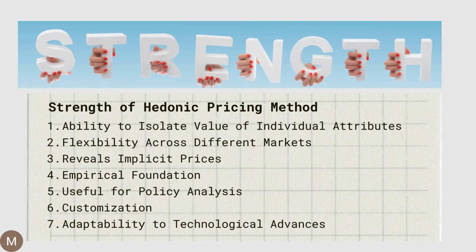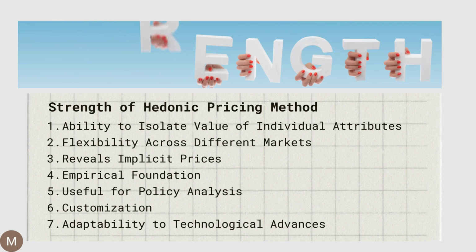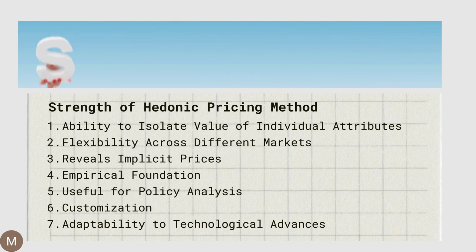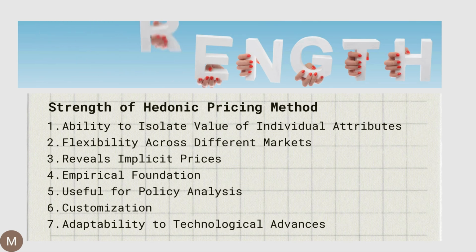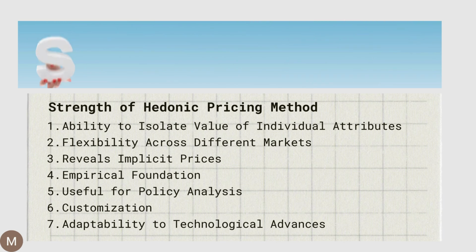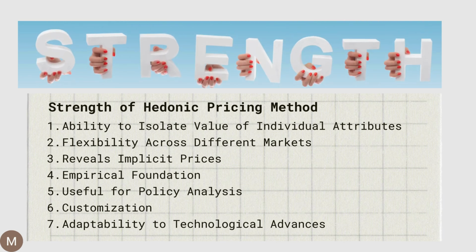The third one is that it reveals implicit prices. It uncovers the implicit price or value consumers assign to non-market goods, for example, scenic views, low pollution levels, or proximity to amenities. The fourth one is empirical foundation. Hedonic pricing is based on observed market data rather than hypothetical scenarios, which makes its results more grounded in actual consumer behavior.